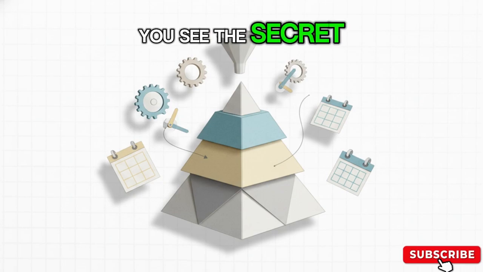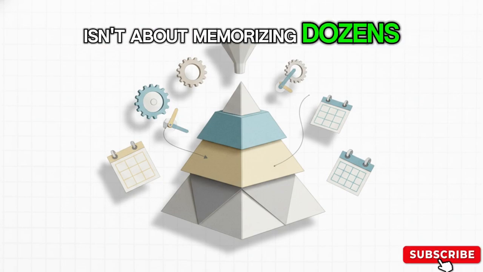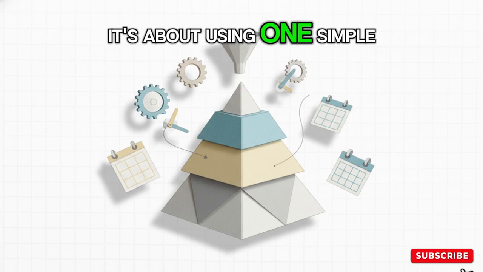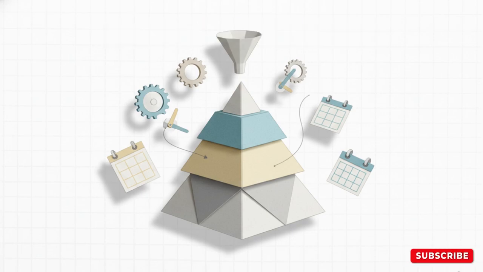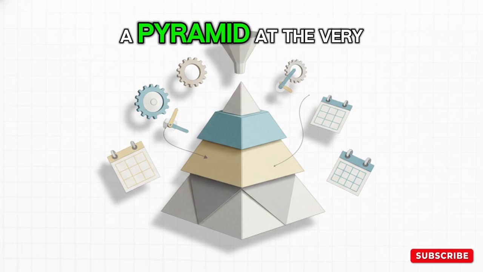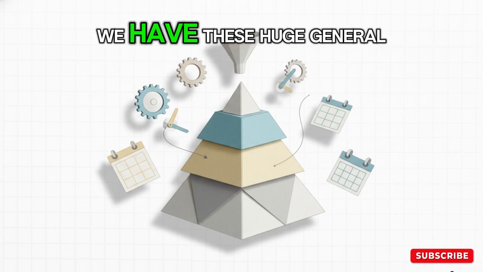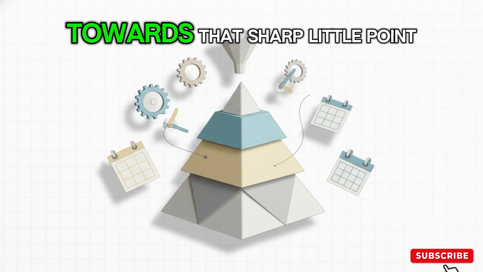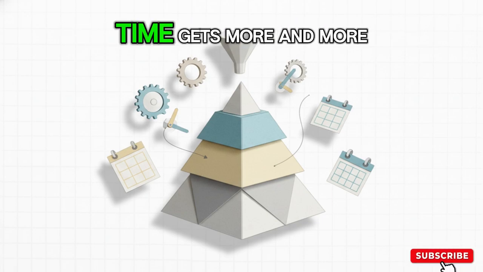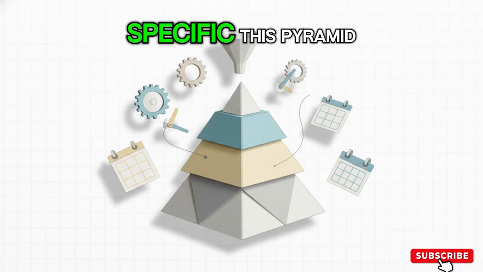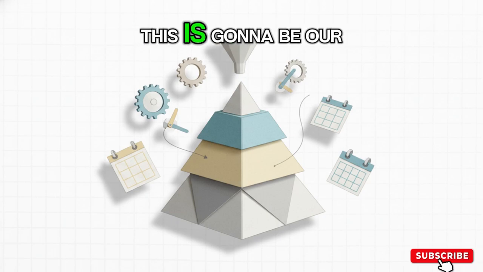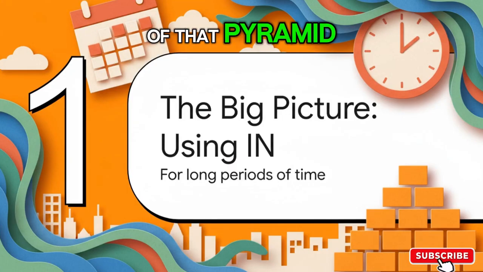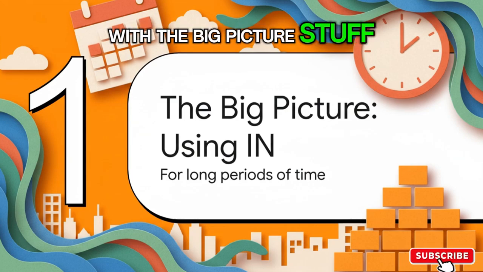You see, the secret isn't about memorizing dozens and dozens of random rules. It's about using one simple mental model. I want you to picture a pyramid. At the very wide bottom, we have these huge general chunks of time. And as we move up towards that sharp little point, time gets more and more specific. This pyramid is going to be our guide.